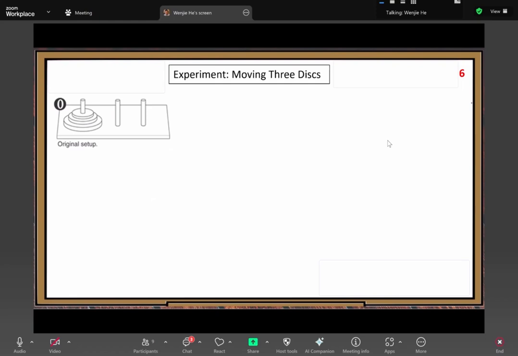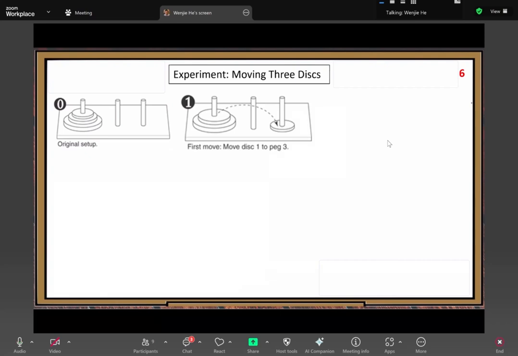Next step: move the top disk. You need to keep in mind those 3 rules. Never violate any of the 3 rules. You can only move the top disk. Let's move it to peg 3. You may ask me why peg 3.